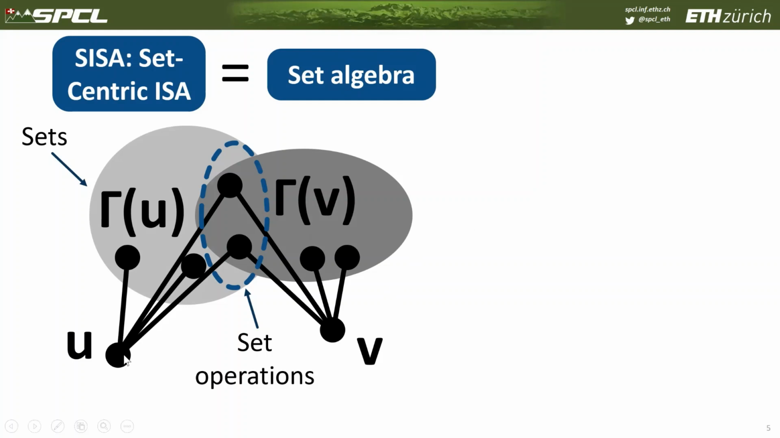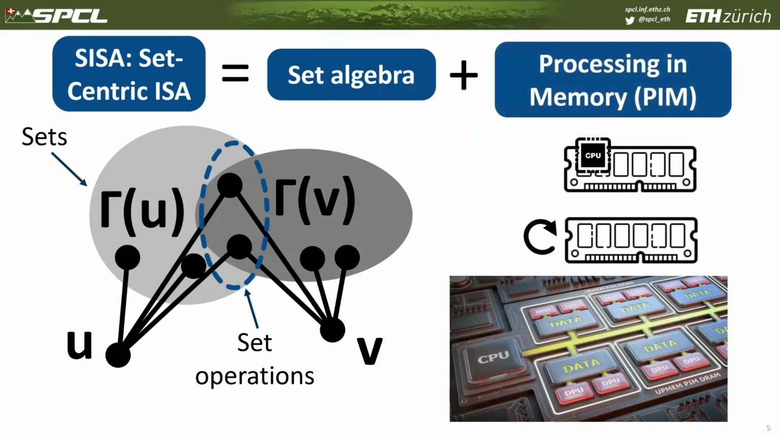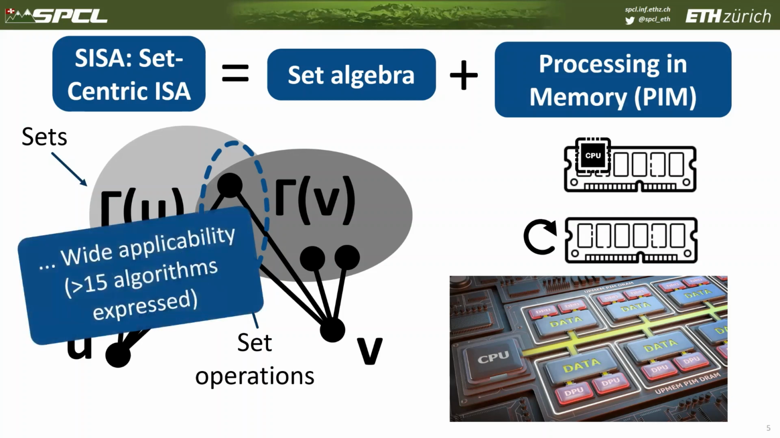So we can see two vertices, u and v, and they have their neighborhoods, which we can treat as sets of these vertices. And also set operations, such as set intersection, that you can see here marked with this dashed line. But then the other part is to implement these set algebra building blocks with accelerators, with PIM architectures.